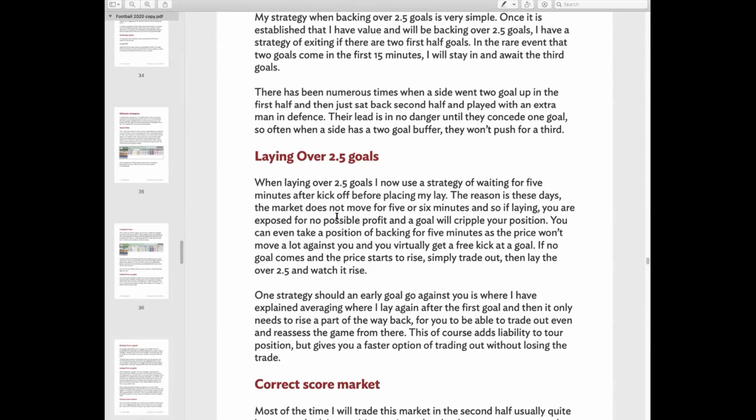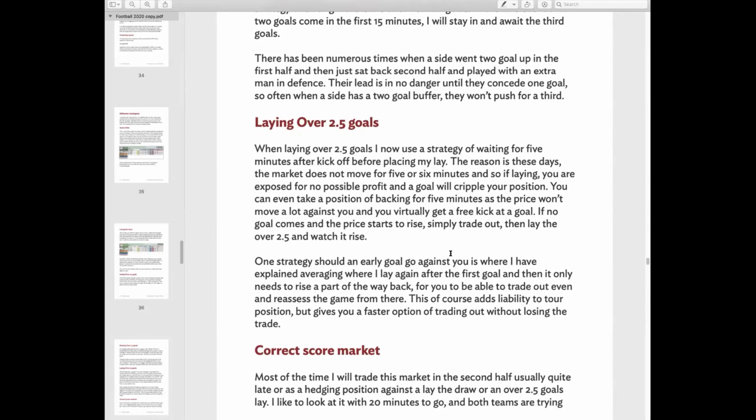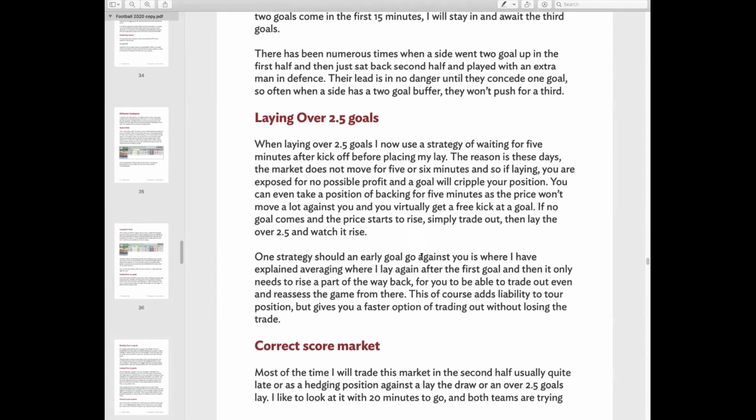Because the reason is it doesn't move, you're exposed for no possible profit, and a goal's going to cripple your position. If you've laid it at, say, 2.10, an early goal's going to put you down at 1.40, 1.50. And then if there's a second goal, you're at 1.20, and then you need a miracle to get out of it. So you get a virtual free kick by backing it for 5 minutes. And once you see the price start to rise, then you can get out and you can go from there.